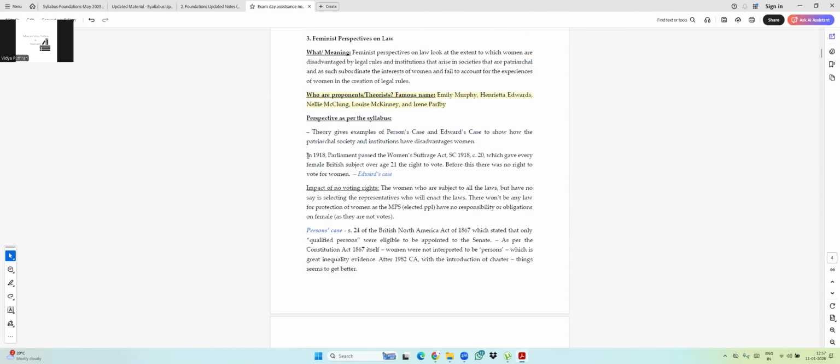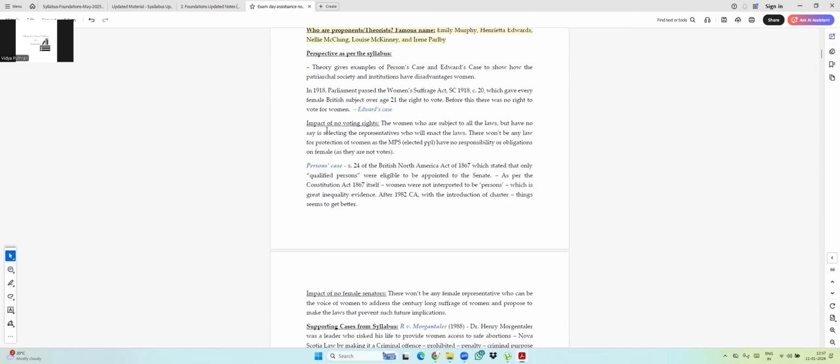In 1980, Parliament passed the Women's Suffrage Act, which gave every female British subject of 21 years the right to vote. And this is the Edwards case. There are three lines, so you don't have to go through your notes. Then the impact of no voting rights. This is what I have added. Women are subject to all the laws, but they have no say in selecting the representative who will make or enact the law.